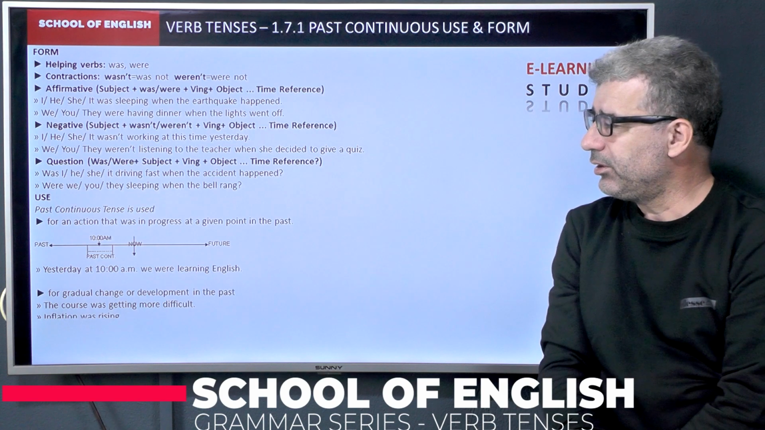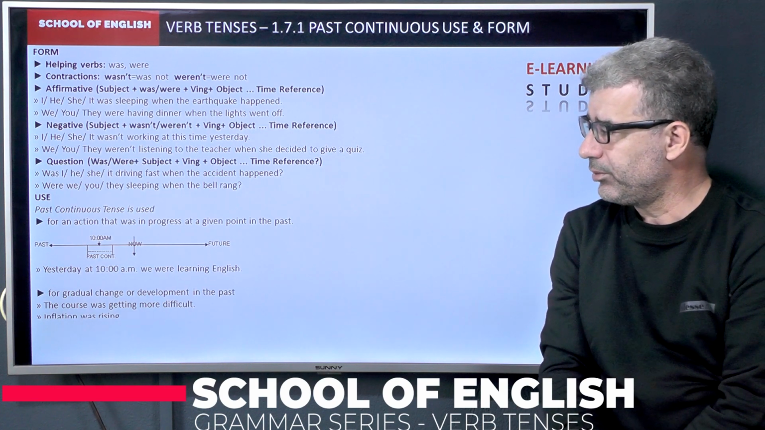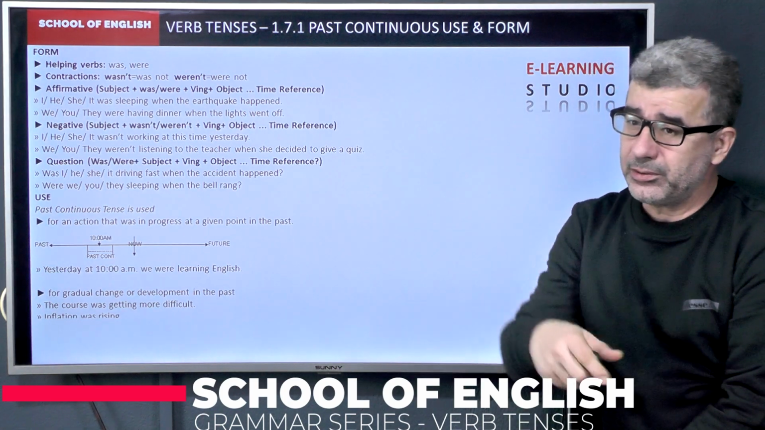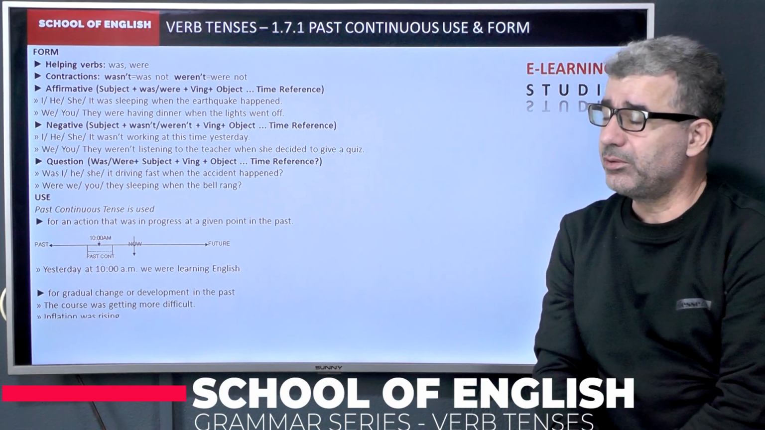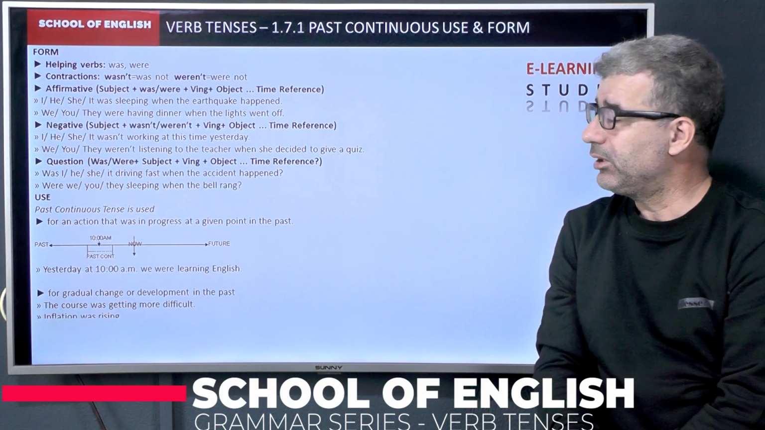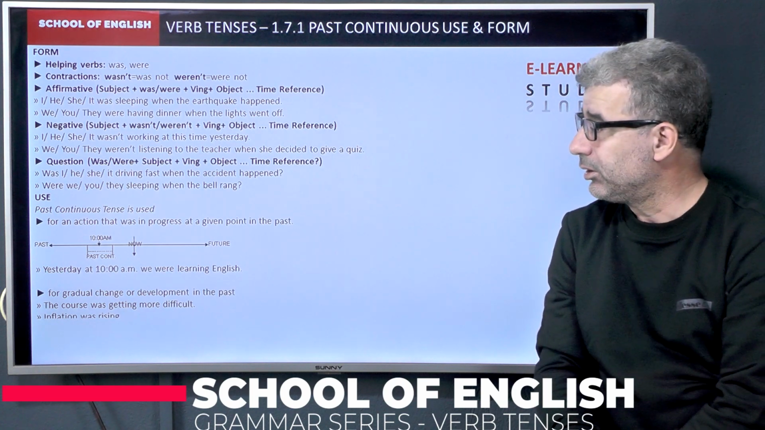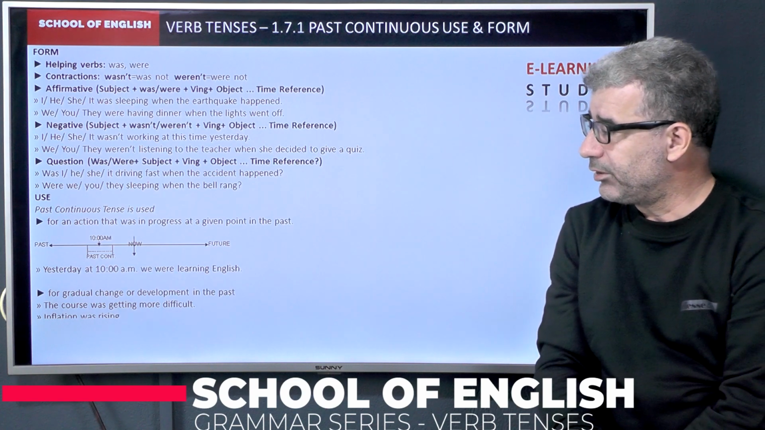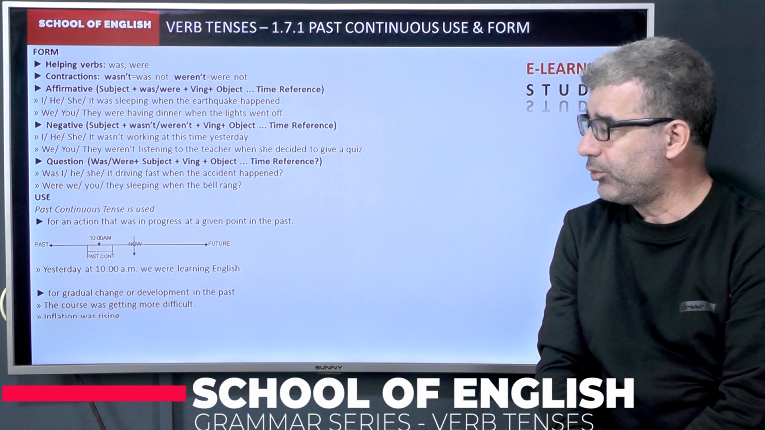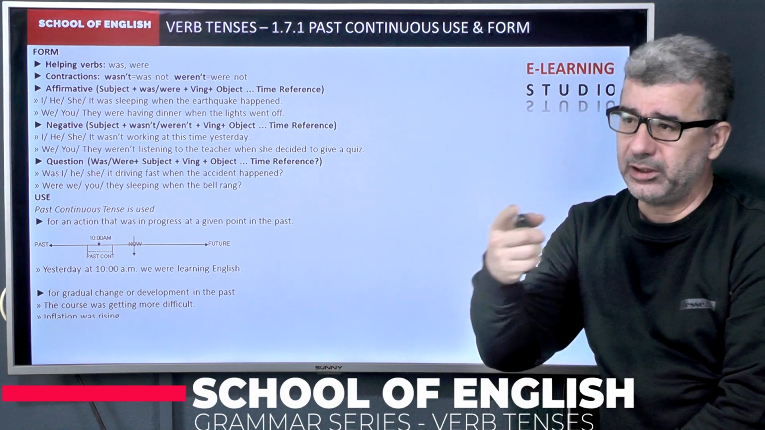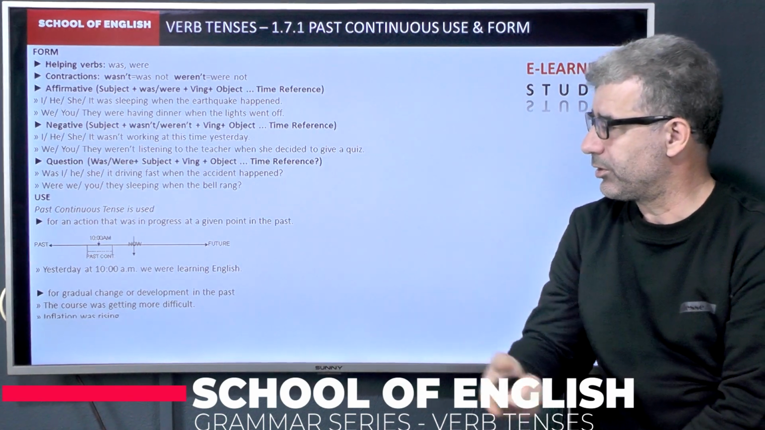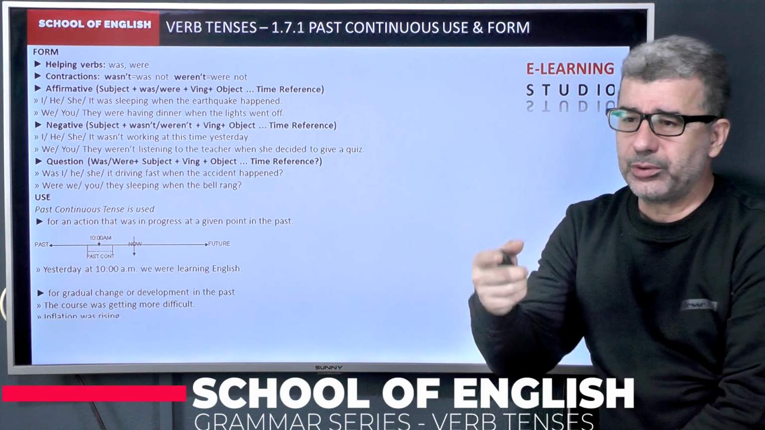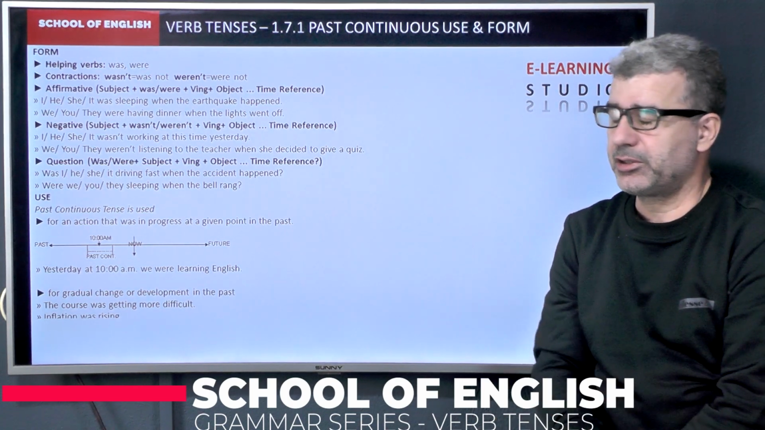Okay? There is another usage for past continuous tense, as it is for present continuous tense. Past continuous also can indicate gradual change or development. The course was getting more difficult. There is a change. Inflation was rising. There is a progressive change.